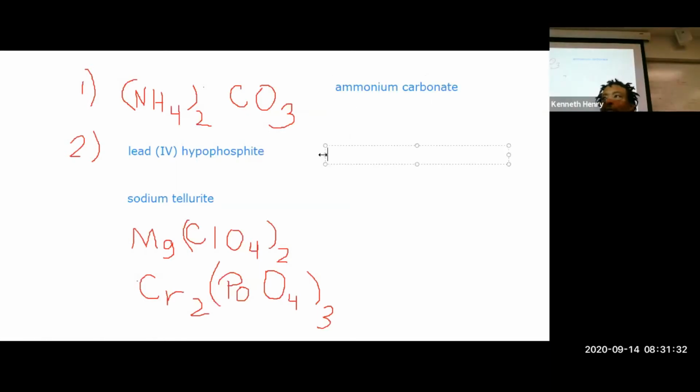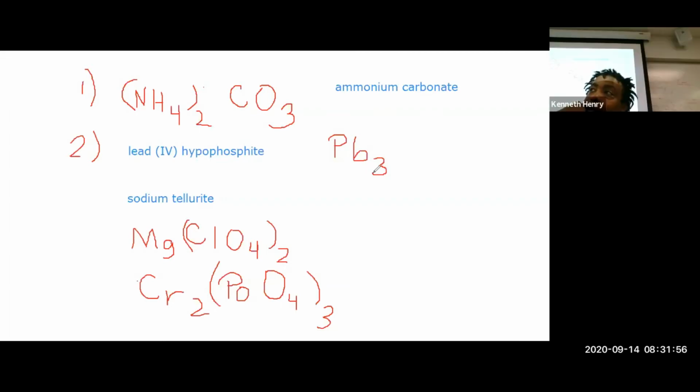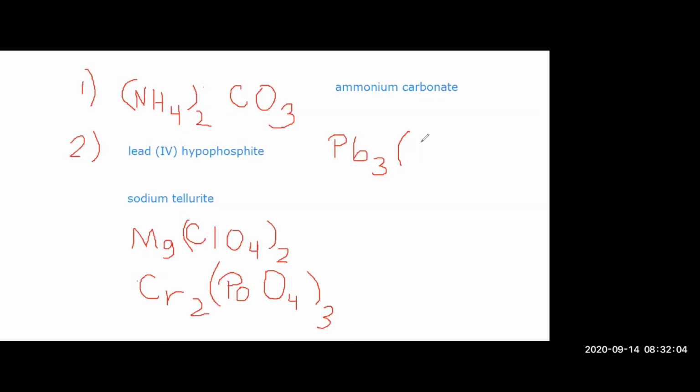Okay, that's right. You can give me the chemical formula for the next one. Let me see. I know lead is Pb and hypophosphite. Would it be Pb3? Well, no, because that lead(IV) means it has a +4 charge, right? So she said Pb3, parentheses, PO2. The 4 goes on the outside of the parentheses.